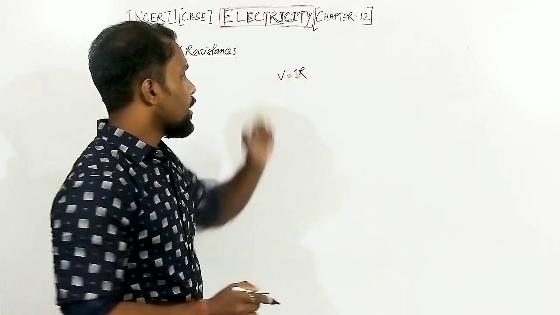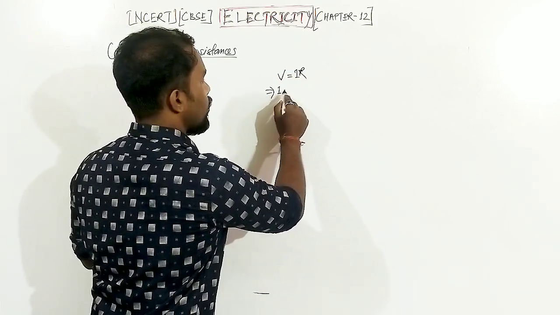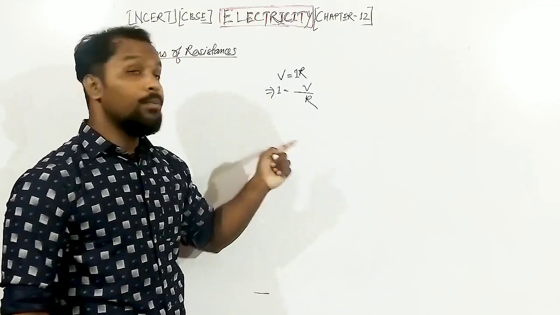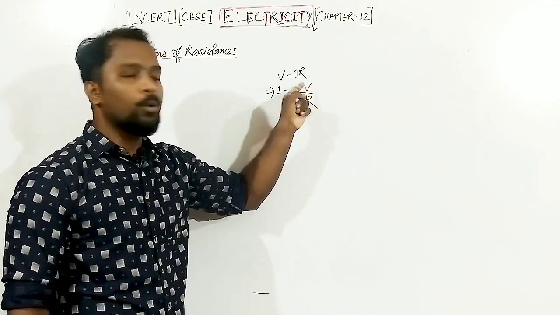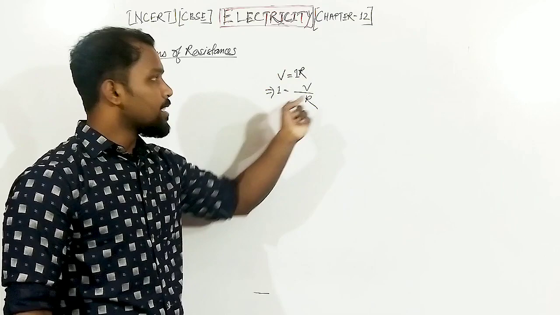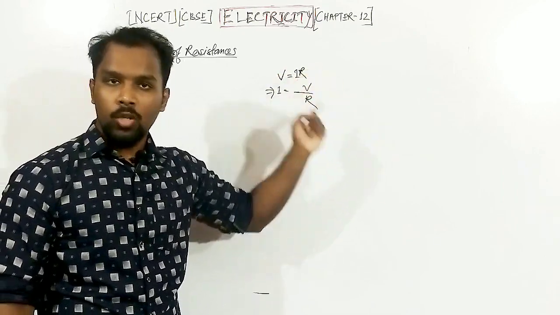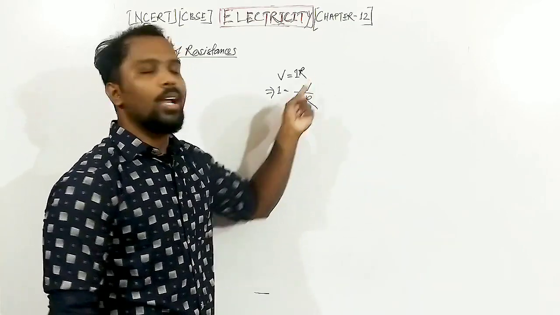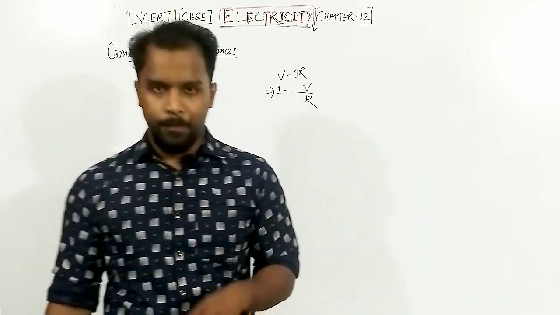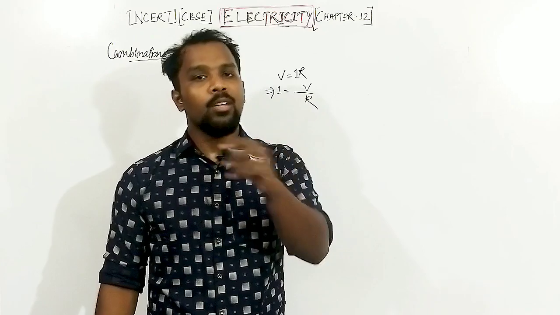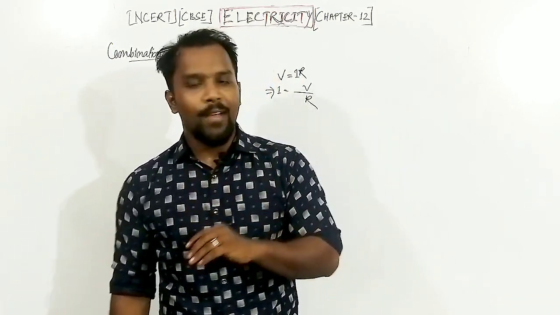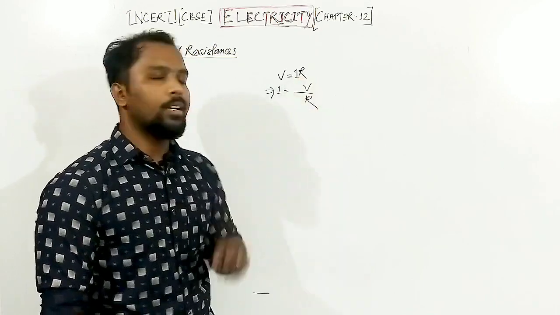Now from here, if we calculate the value of current, I equal to what? V by R. That means if the resistance is constant, current is directly proportional to potential difference, and if the potential difference in a circuit is constant, current is inversely proportional to resistance. That means these are the two factors on which the current depends, right? Whenever we discuss electricity, current is the main thing. So current is dependent on two factors.